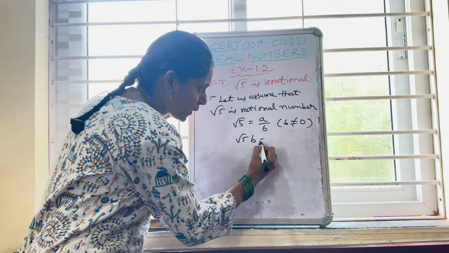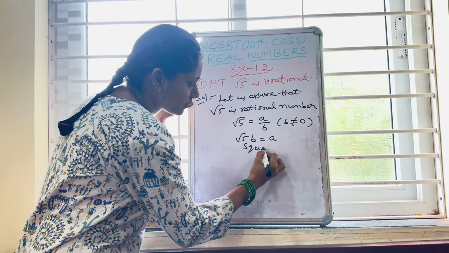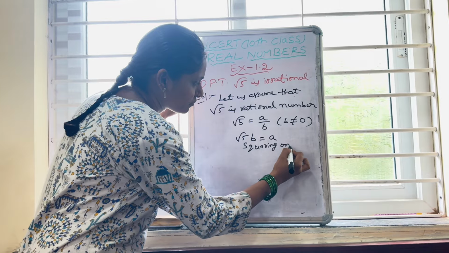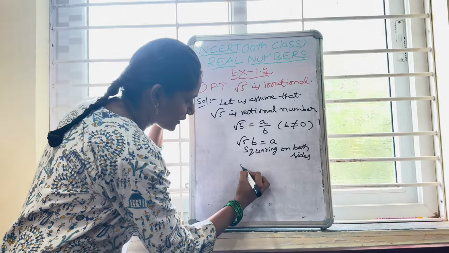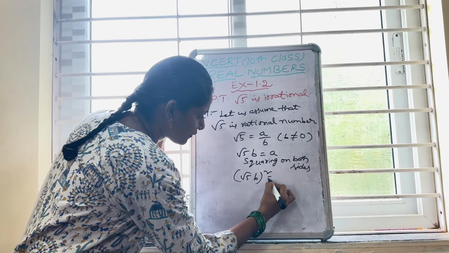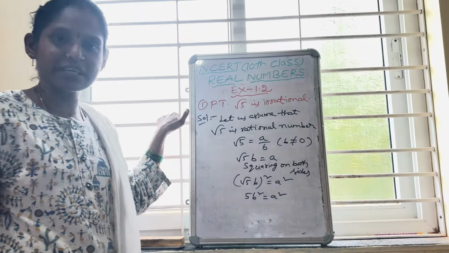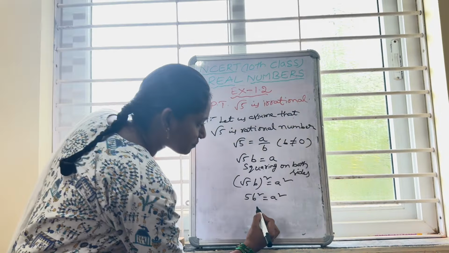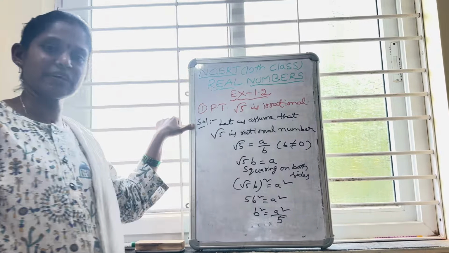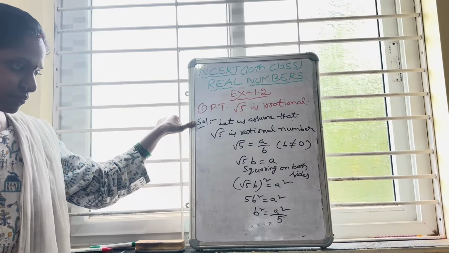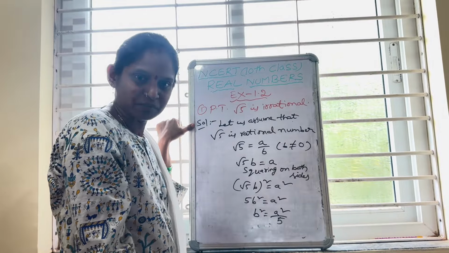Root 5 into b equals a. Now squaring on both sides, we get root 5 b whole square equal to a square. 5b square equal to a square. So see here, b square equal to a square by 5.